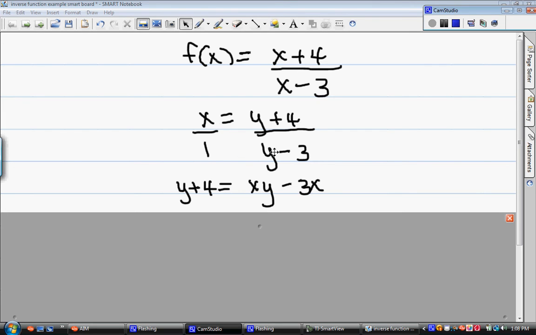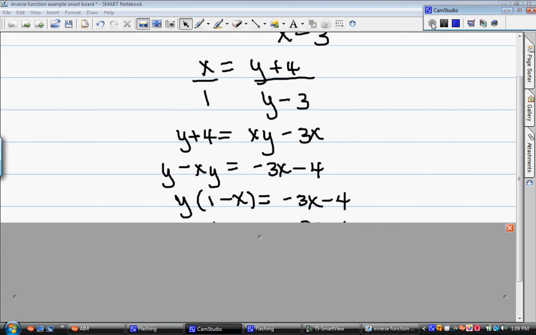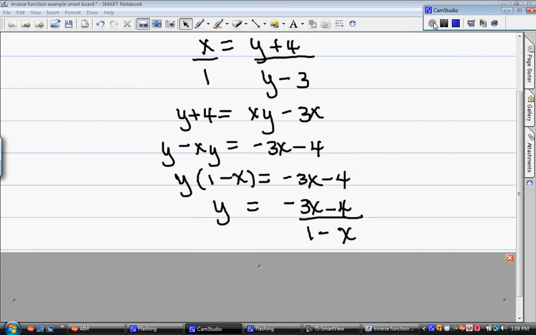In order to get y by itself, the two y values need to be together. So I've moved one across the equal sign so they will be together. In the next step, I will factor out a y value so that the y can then work on being by itself. In the last step, I divide both sides by 1 minus x. Y is now by itself, and we have the inverse function.